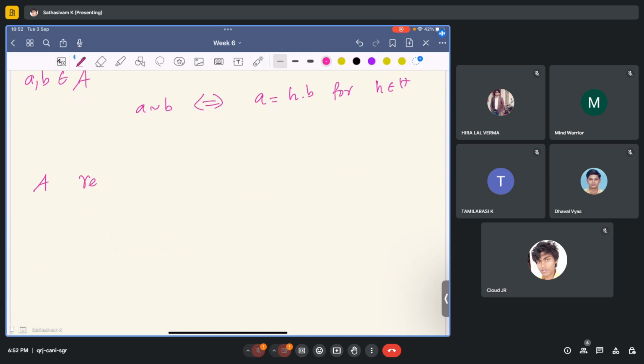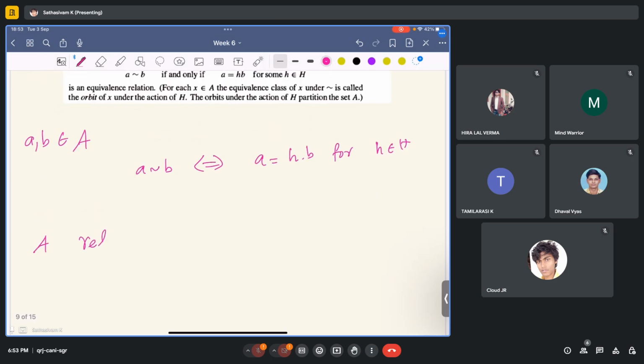A relation is basically a subset of a Cartesian product. Let's say we have A cross B. A relation is some subset K of the Cartesian product, and I will write R here. We say that A is related to B if the pair AB belongs to R. One can give examples, but let's not go into those things. Let's assume that you know the relation.